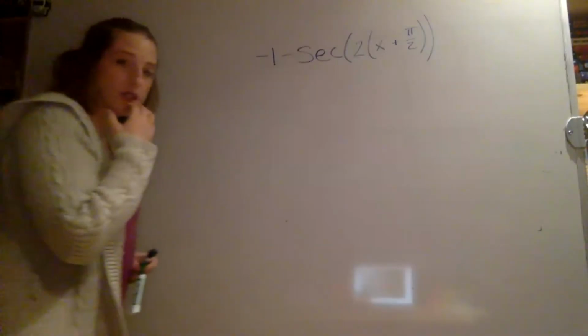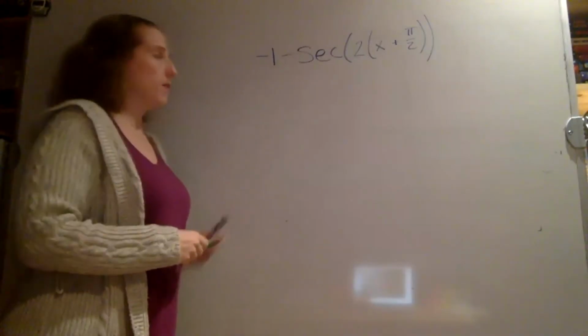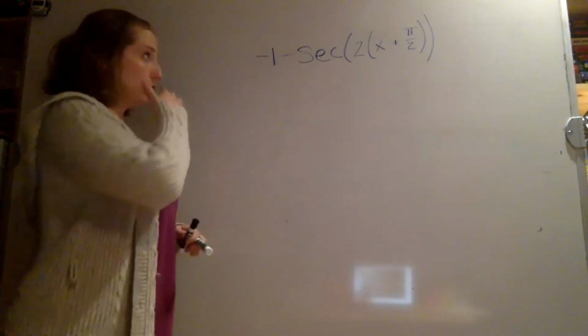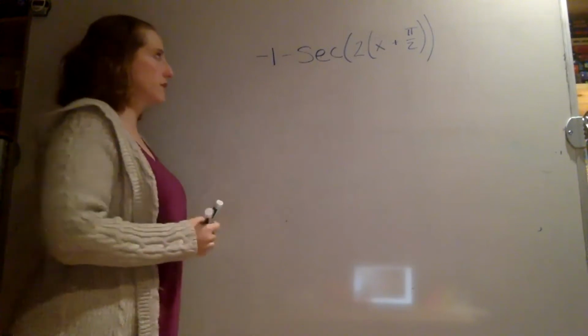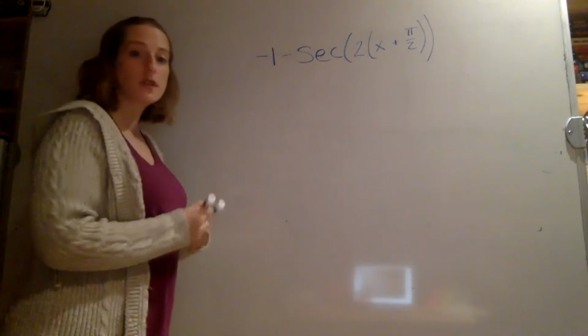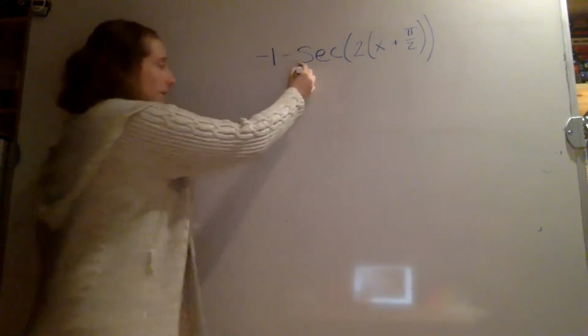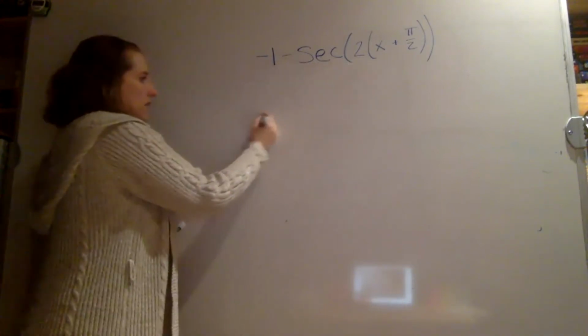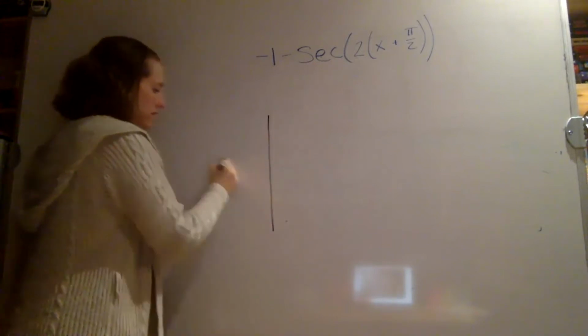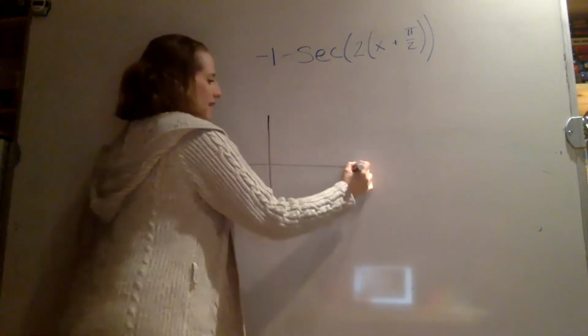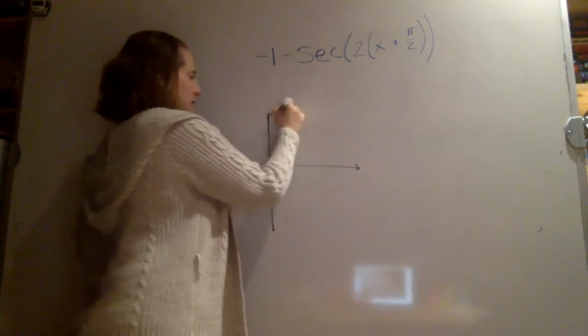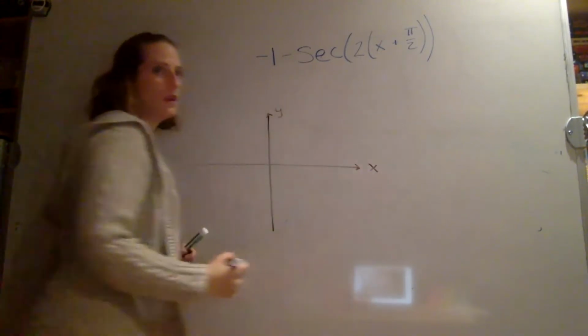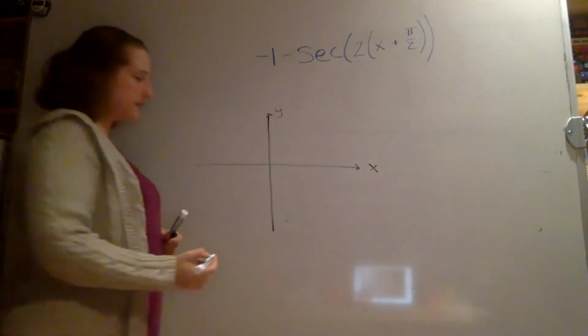All right, we're just going to do a couple of examples of graphing secant and cosecant by hand using transformations. All right, so here we're graphing a secant curve. So the first thing we want to do is just think about, how do I sketch a basic secant curve? Okay. So I'm going to put a couple of things down on here.